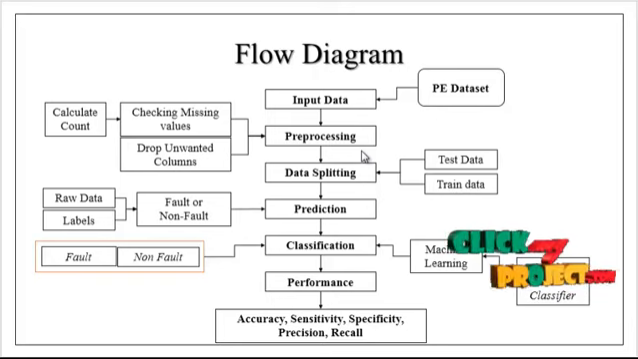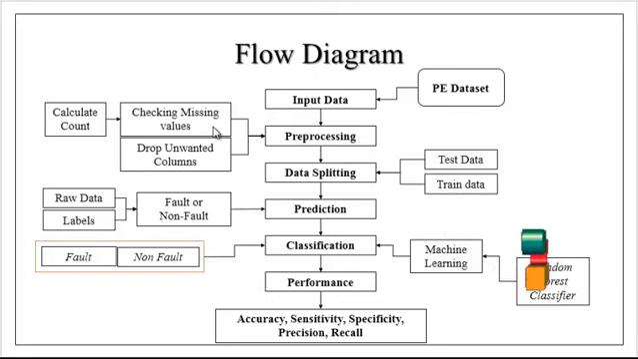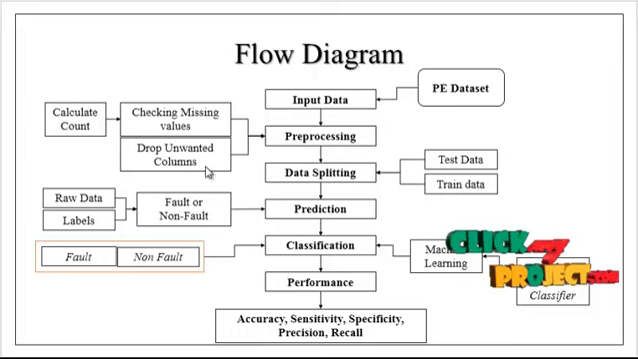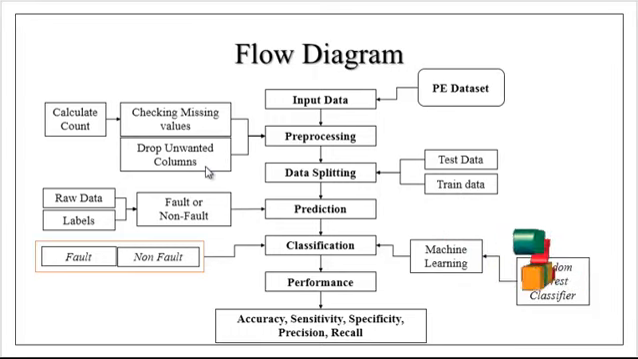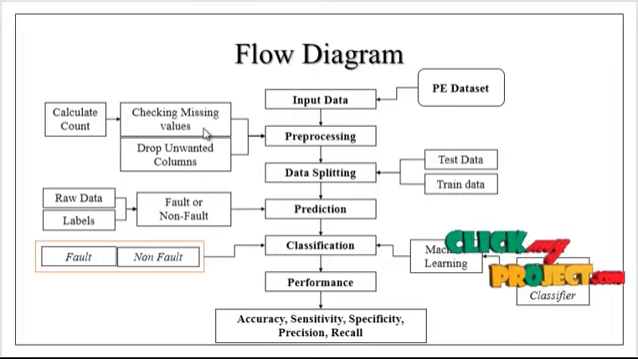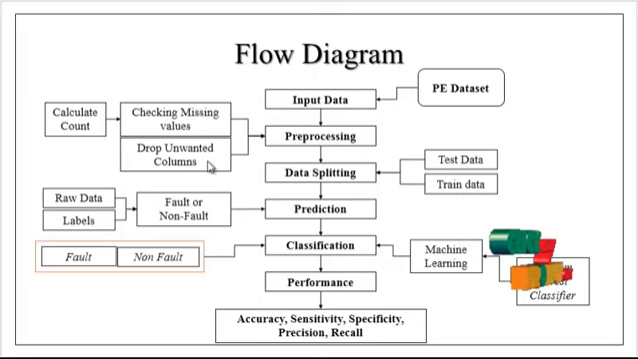After getting the input data from the dataset, we move to the pre-processing. In this pre-processing, we have two kinds of stages. One is checking the missing values, then dropping the unwanted columns. If the Excel file has missing values or missing cells, it will check the missing values and then eliminate them, or if any unwanted column is present in that particular Excel file, the entire column will be removed in this stage.